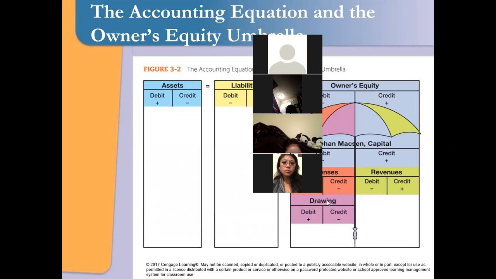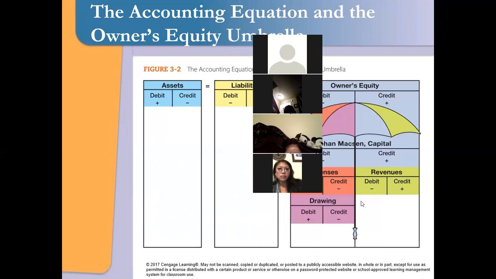$500 to buy tickets to the Cleveland Cavaliers. I'm a Clevelander. I take money out to buy tickets for the Cavaliers. Does that have anything to do with selling t-shirts? No. So I wouldn't call that an expense. I would call that drawing. Anytime I take out of the business for personal use, as the owner, I call that drawing.